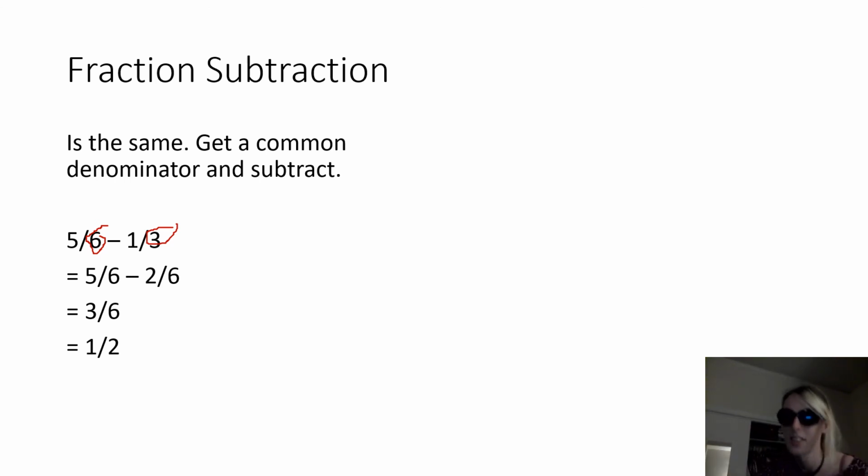How many sixths do I have left? 3/6. Kind of hard to say that word. And then we can simplify the fraction by dividing numerator and denominator both by 3. 3/6 reduces to 1/2. Excellent. So this puts us in a good place for our next video.